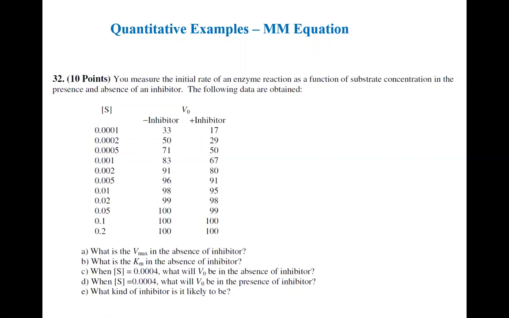Okay, what is the Km in the absence of inhibitor? How do you calculate Km by looking at this table? Don't speak yet, because let me explain. Because this is a recording, I give you some time and then I want to explain to all of you.